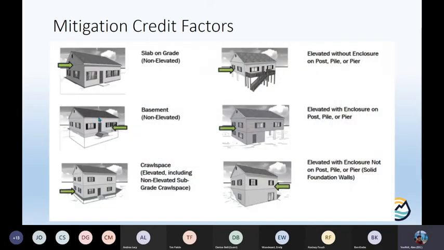Here's the example that FEMA showed us for where the machinery and equipment needs to be elevated. So again, slab on grade has to be up in the attic. Pretty much for the rest of these, it has to be your first floor, your first living space. So it can't be down in the crawl space. It can't be in a basement. It can't be in the enclosure below your lowest floor. It can't be in your enclosure on post piles or piers, or in your enclosure on foundation walls or something like that. It has to be above whatever your lowest floor is.